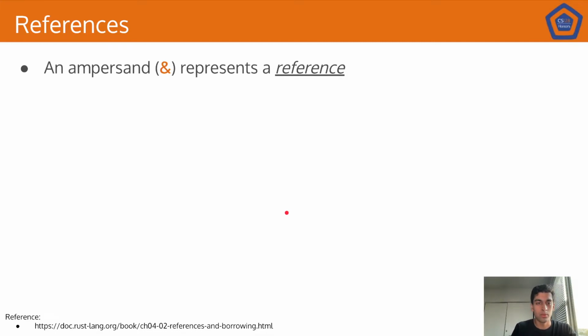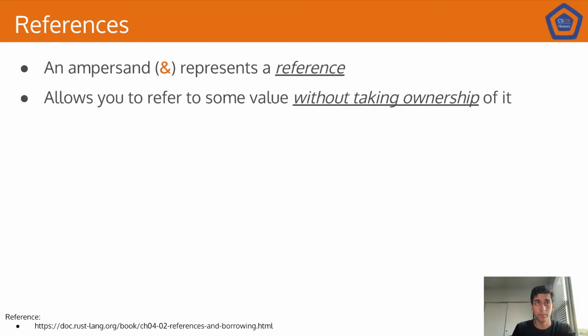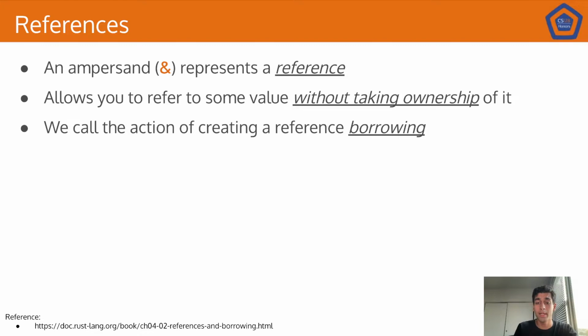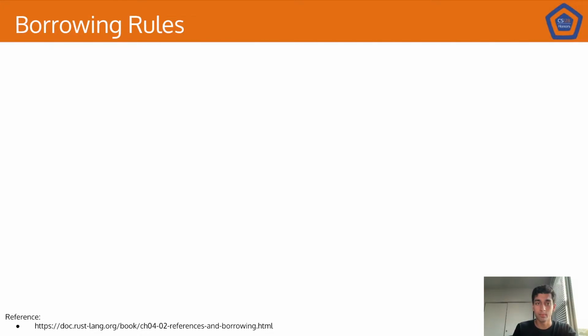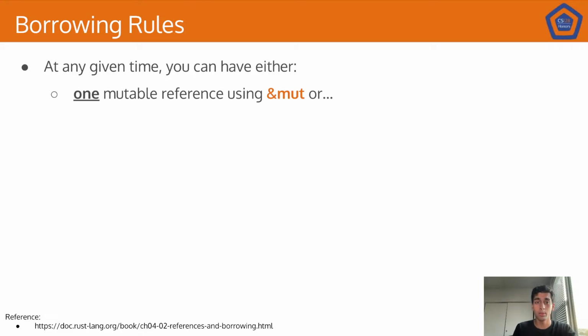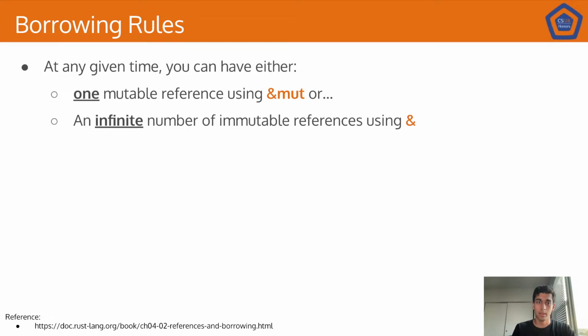Okay, so now I want to formally introduce borrowing and references. An ampersand represents a reference, similar to C++. References allow you to refer to some value without taking ownership of it. And we call the action of creating a reference borrowing that data. So what does that mean? Well, at any given time, you can have one single mutable reference. This means that with that reference, you can modify the original data that the variable you're taking the reference from refers to. Or you can have an infinite number of immutable references using ampersand.